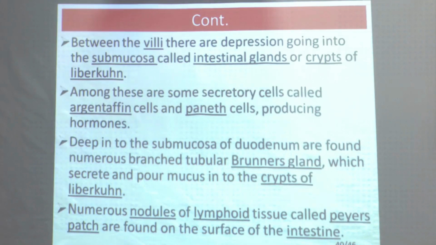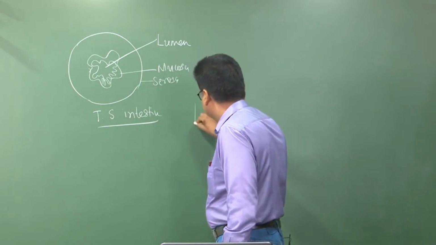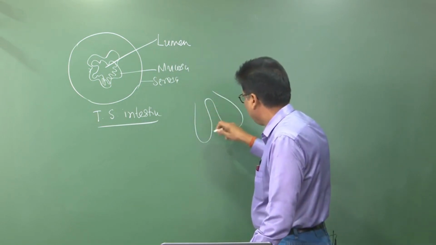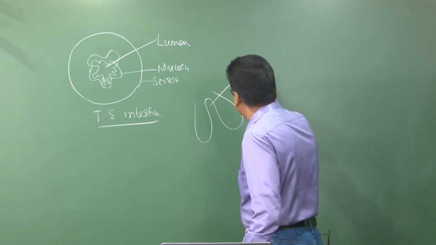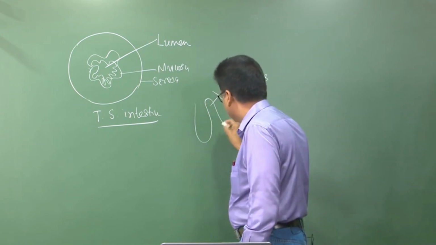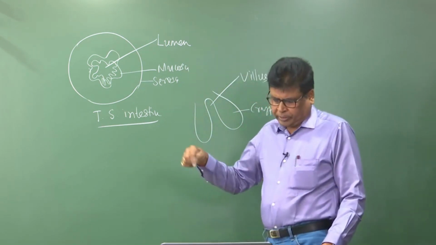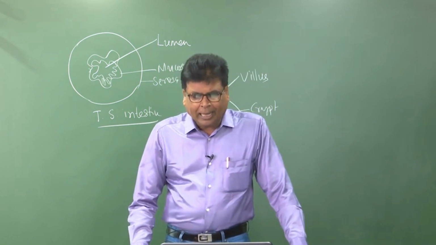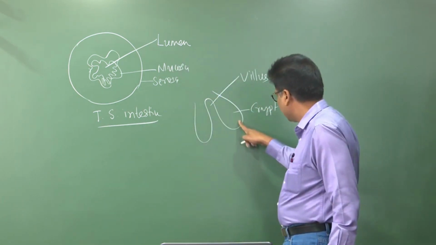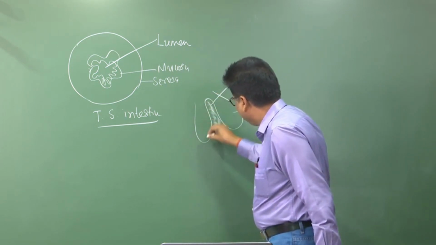Between the villi, if you see this, these are the villi. For example, this is a villus and this is a villus. The singular is villus. Now this is the crypt, so folding. Between the villi there are depressions going into the submucosa. So this is the depression, and this is the villus.